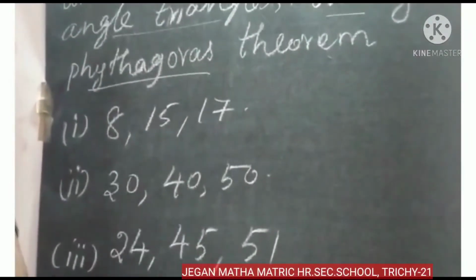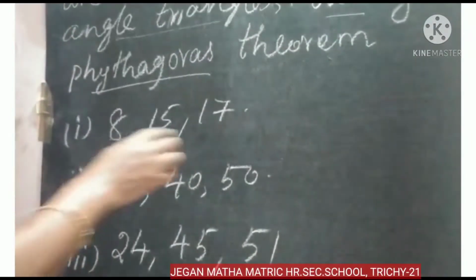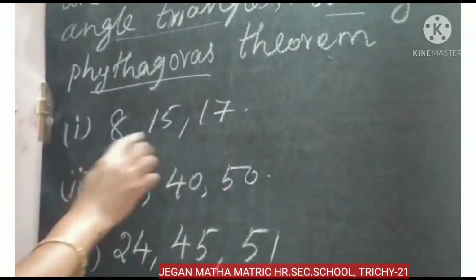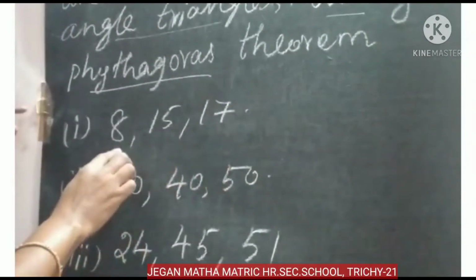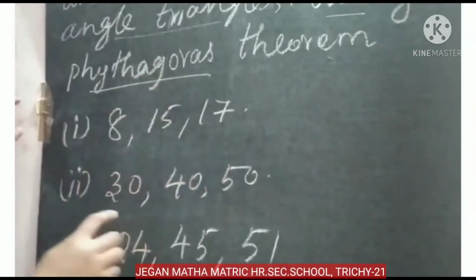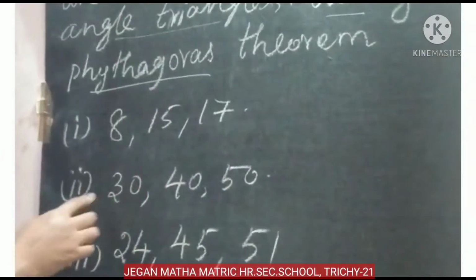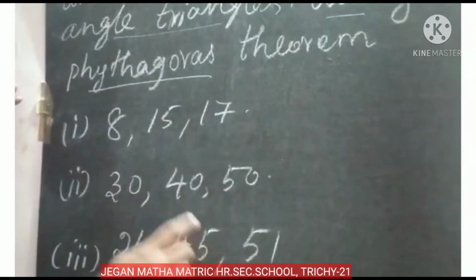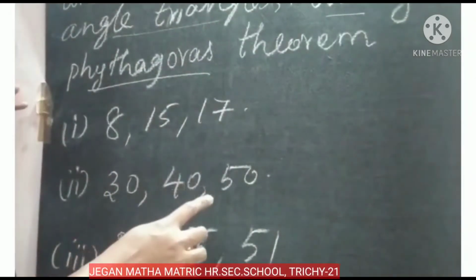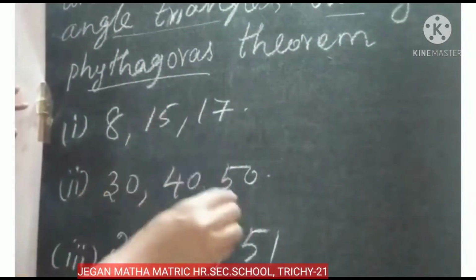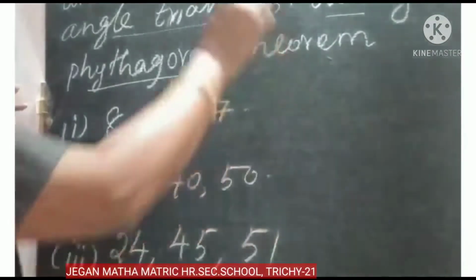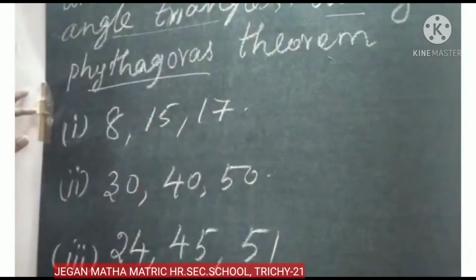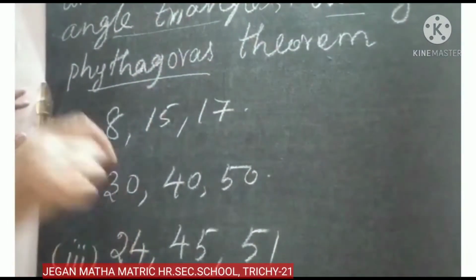See the first one. The first sum has three sides given, A, B, C: 8, 15, 17. The second sum: 30, 40, 50. The third one: 24, 45, 51. These are all the measurements of the three sides of a triangle. So you have to check whether these are all the sides of right triangles or not. Now let us see the solution one by one.